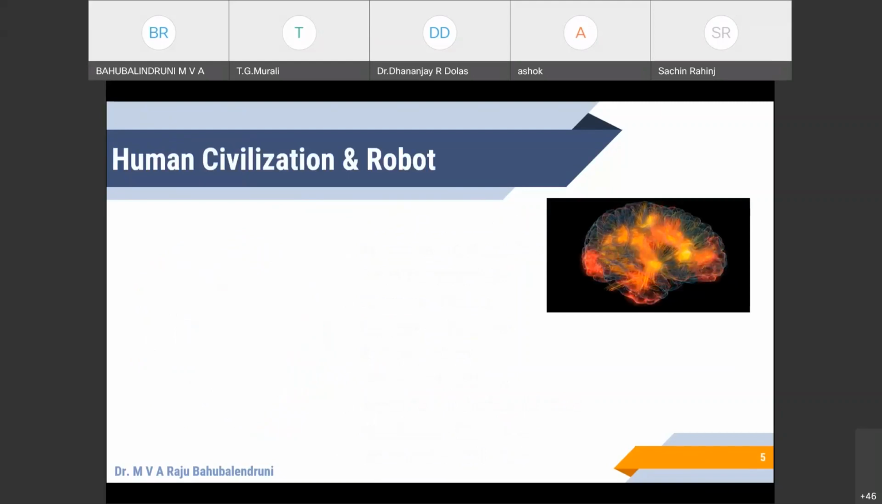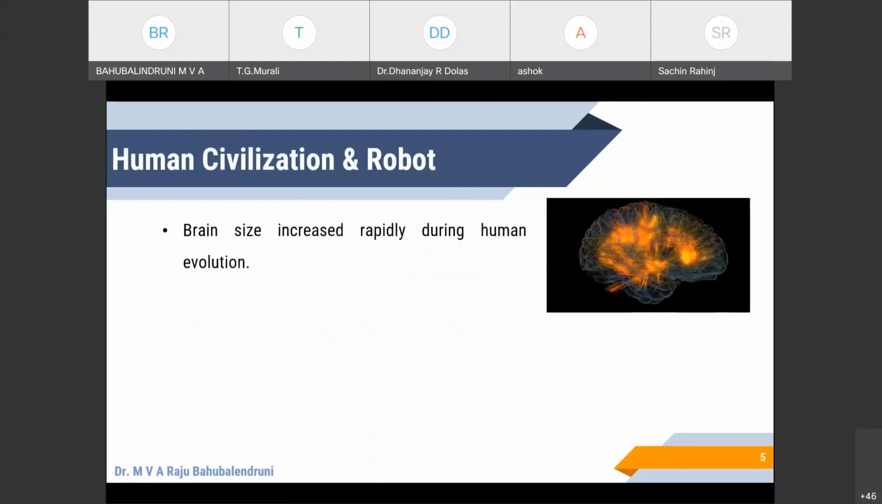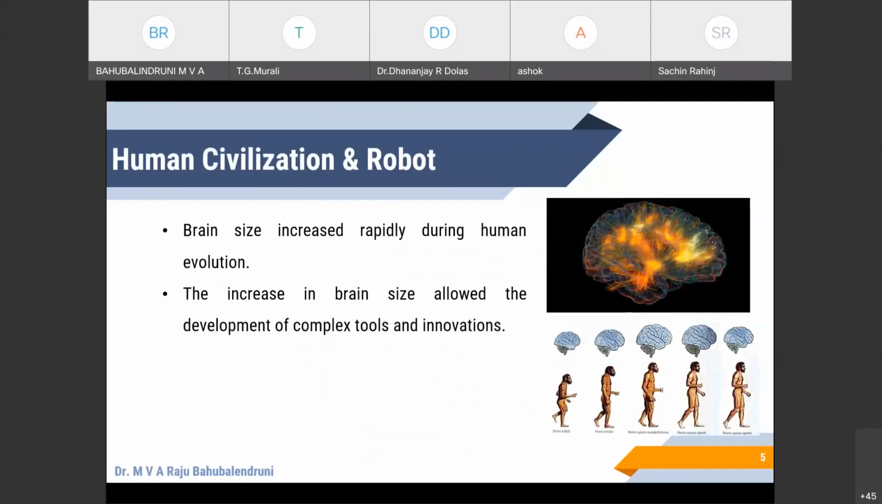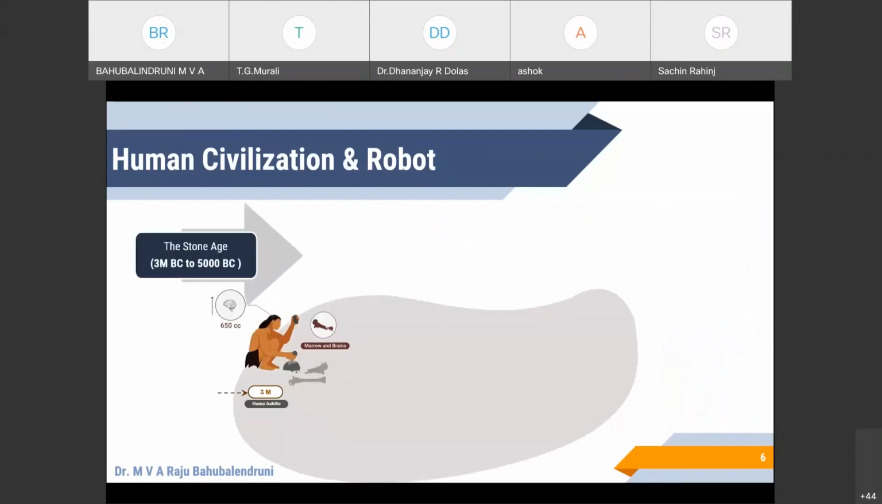if you see the size of the brain, which started increasing rapidly during human evolution. The scientists say that the increase in the brain size allowed the development of complex tools and innovations for mankind. And you can see here the picture of how the brain size increased from 600 cubic centimeters to 1350 cubic centimeters. If you trace back to the Stone Age, initially mankind was using stones as the tools for food.